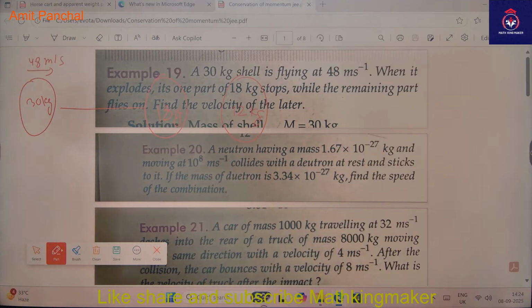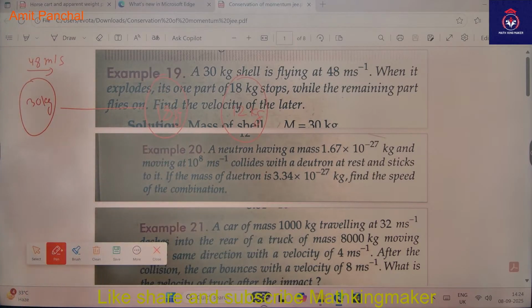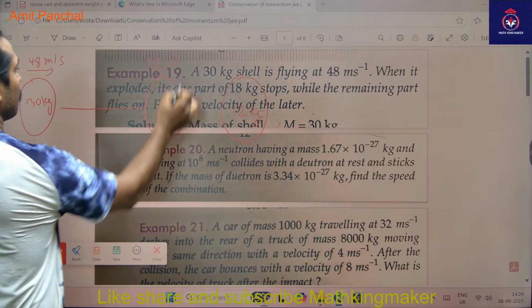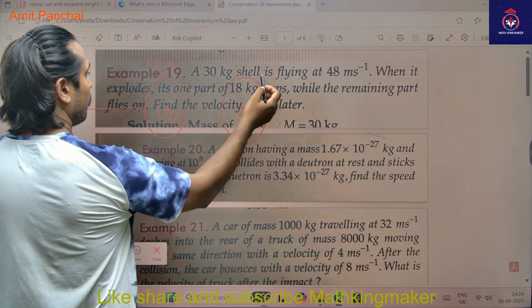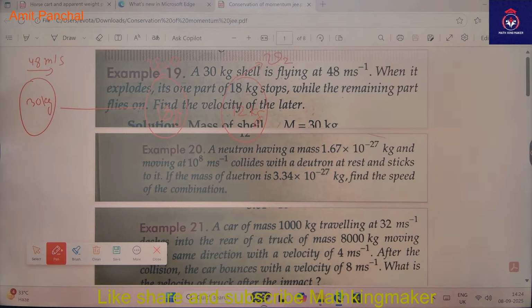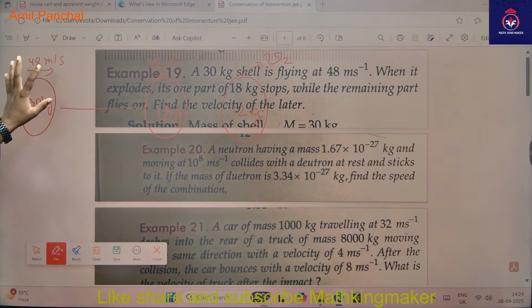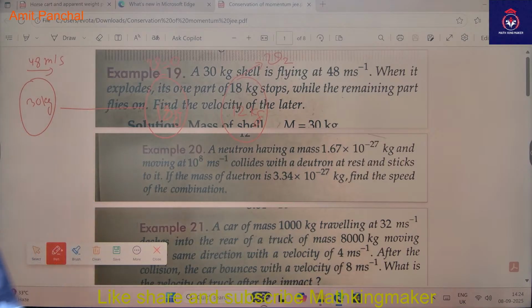Understood? So the 18 kg stops, which means its velocity is 0, isn't it? And let us say the velocity of the other part is v2. This is the picture. Just find out what was the momentum before explosion. That will be equal to the momentum after explosion. Do you understand it?